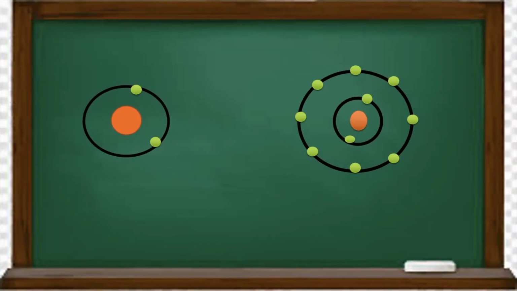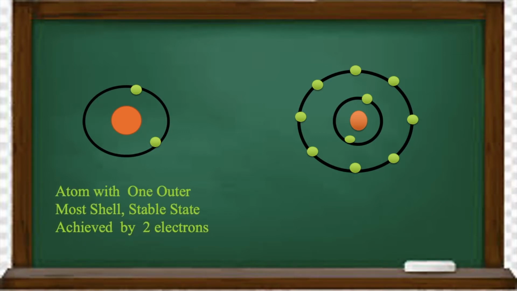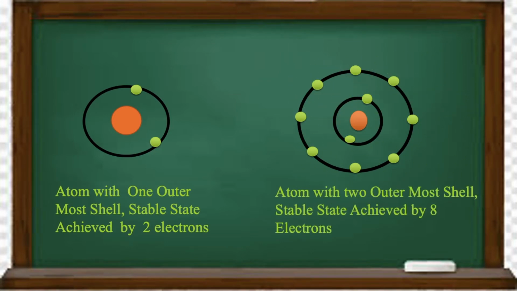If an atom has one outermost shell, its stability is achieved by two electrons. It is said to be duplet configuration. Here du represents 2. Like that, if an atom has two shells, its stability is achieved by 8 electrons. That means it attains its octet configuration. Whenever the outermost shell has 8 electrons, it is said to be stable.